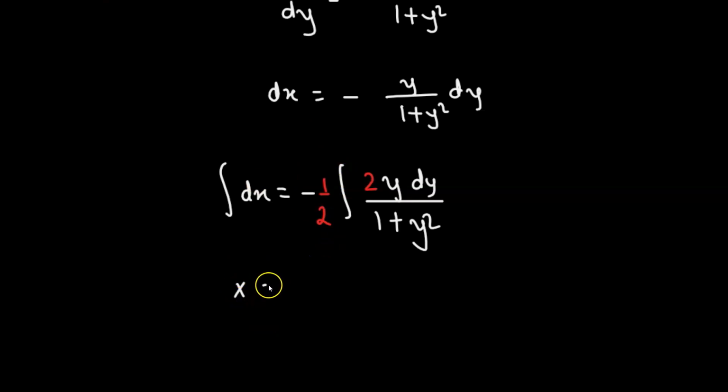So we should get x is equal to negative half times the natural log of 1 plus y squared plus the constant of integration c. So this is the required answer.